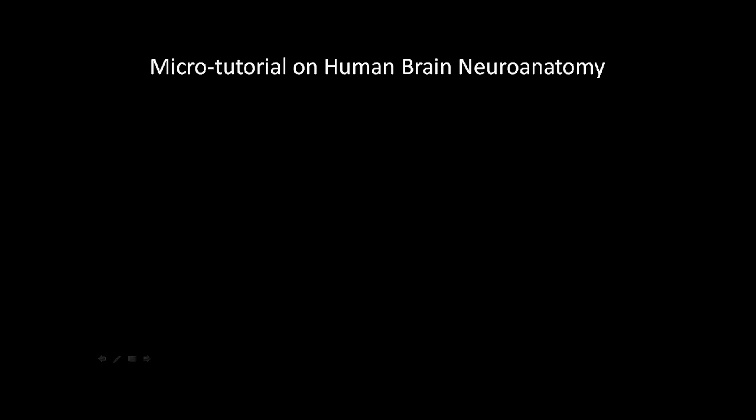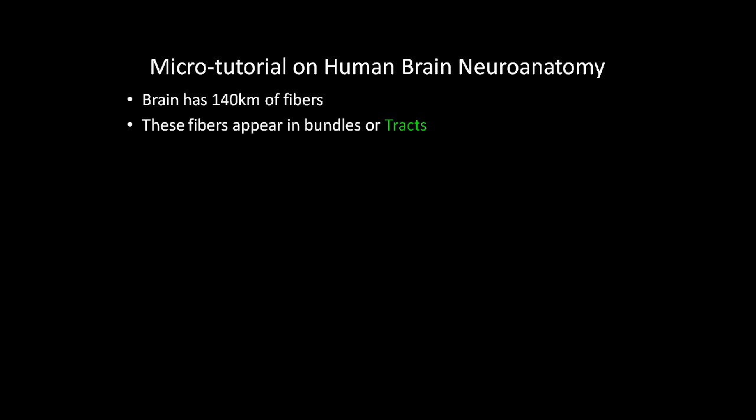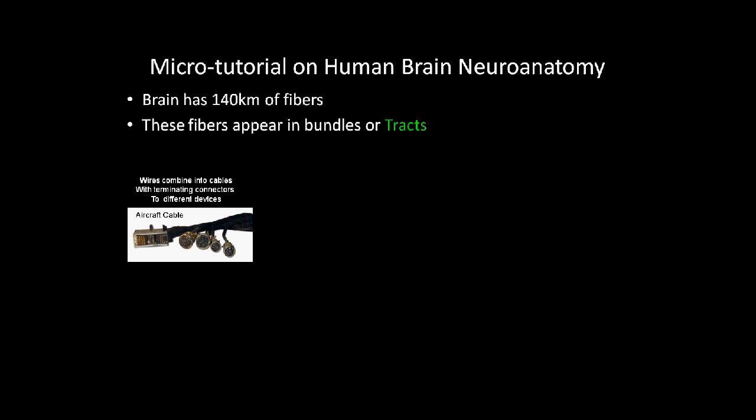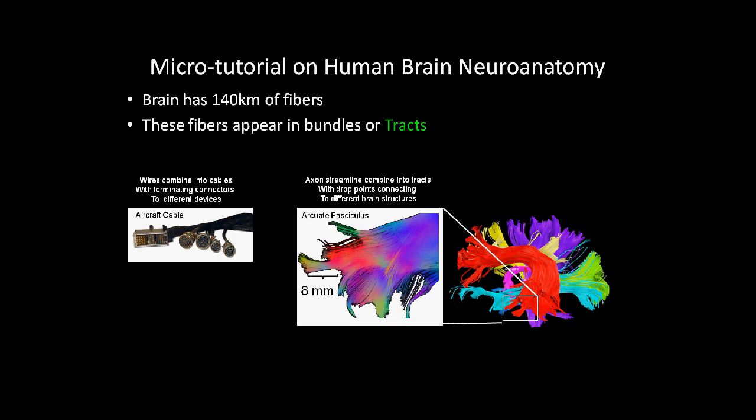Now let's provide a brief tutorial. I note that the brain has 140 kilometers of fibers in your head. These fibers appear in bundles or tracks. So to put this in perspective, it's like an aircraft cable where you would have a large bundle of fibers and individual drop points for the individual instruments. What we'll be looking at is individual tracks.